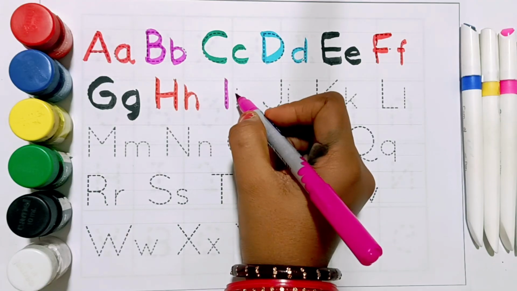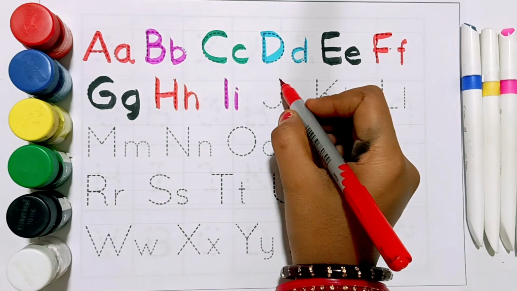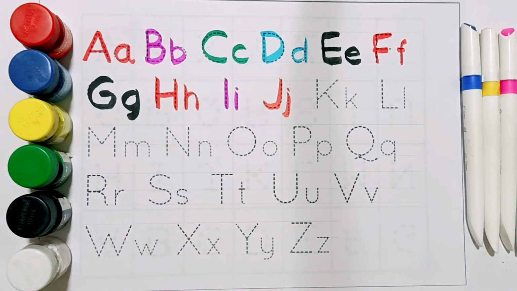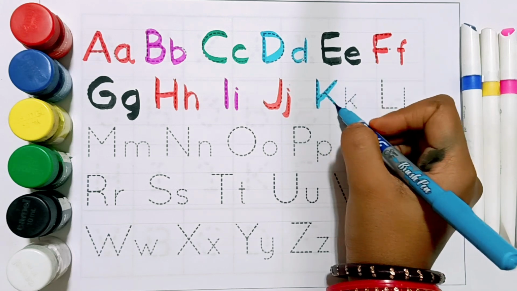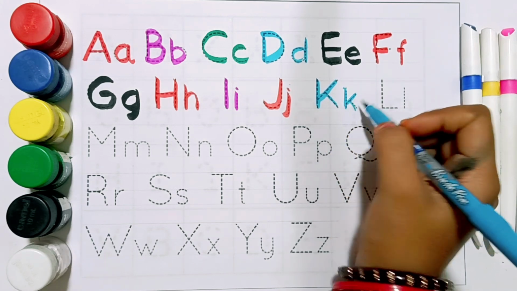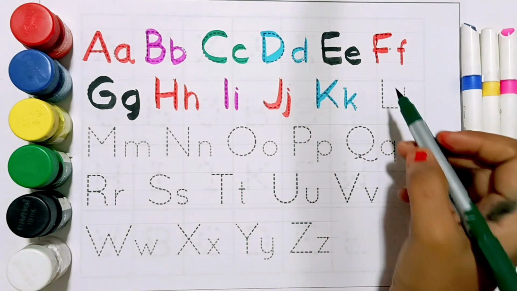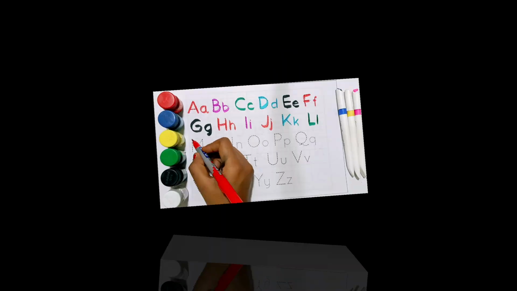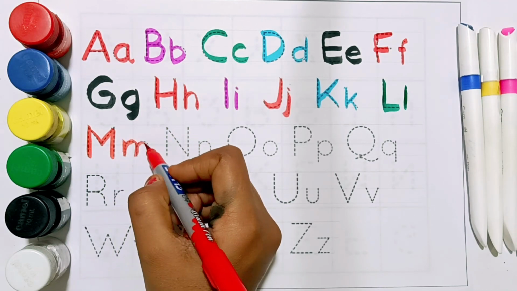Capital I, small i. Capital J, small j. Capital K, small k. Capital L, small l. Kids, capital M, small m.